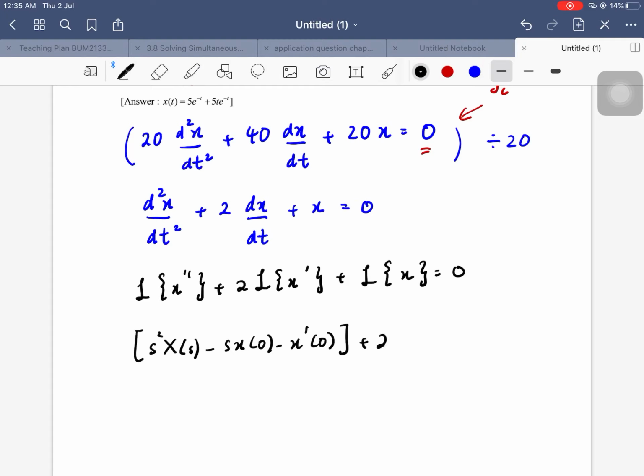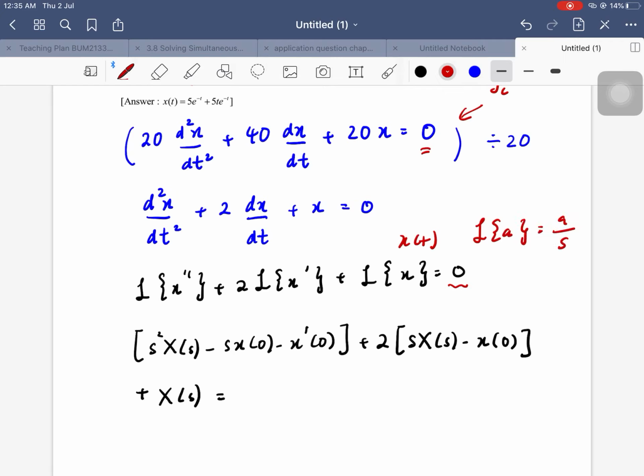And then I'm going to have plus 2, put a bracket around. Laplace of x prime, according to the theorem, is going to be s capital X of s minus x of 0. Please refer to the appendix for these theorems, Laplace of derivative. And Laplace of x, remember this is not just x, this is actually x of t, and when you Laplace that, it will become capital X of s. And Laplace of 0, 0 is a constant. According to the table, if I were to Laplace a, that will be a over s. So 0 over s is simply going to be 0.